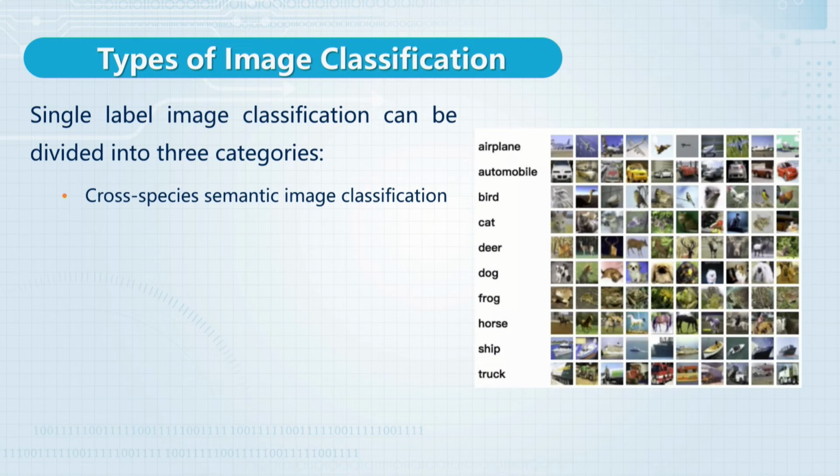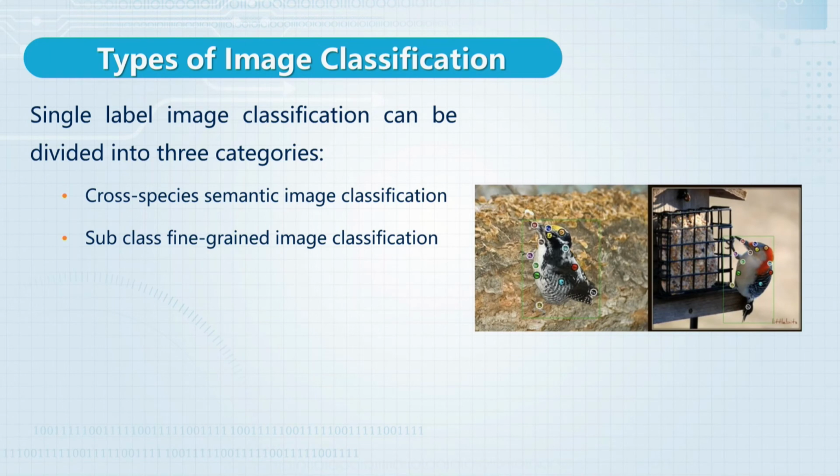The vehicles and animals are completely different species. They are all semantically distinguishable objects. Therefore, the classification task of CIFAR-10 can be regarded as a cross-species semantic image classification problem. The variance between classes is large, and the variance within classes is small.